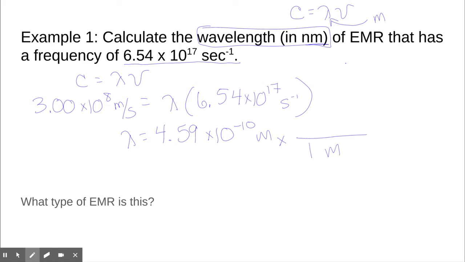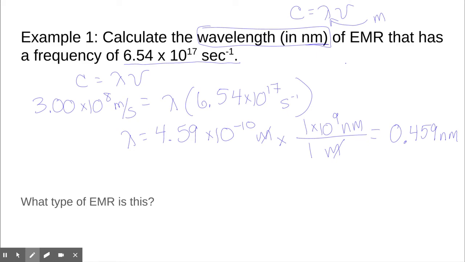So I know that 1 meter is 10 to the 9th nanometers. So I'm going to be able to plug that in. So put that into your calculator. And I end up with an answer of 0.459 nanometers is going to be my wavelength.